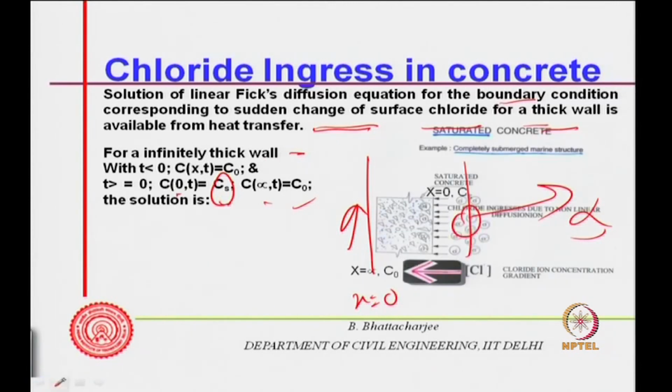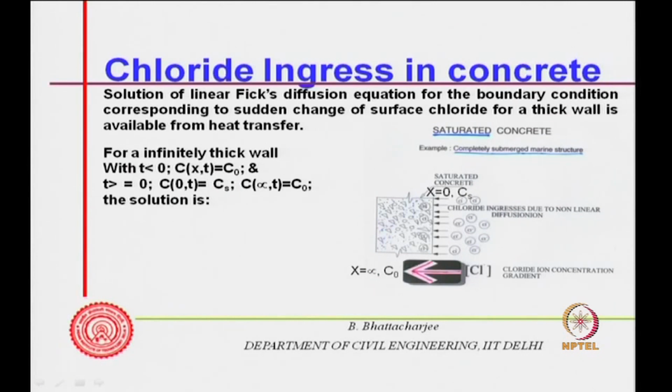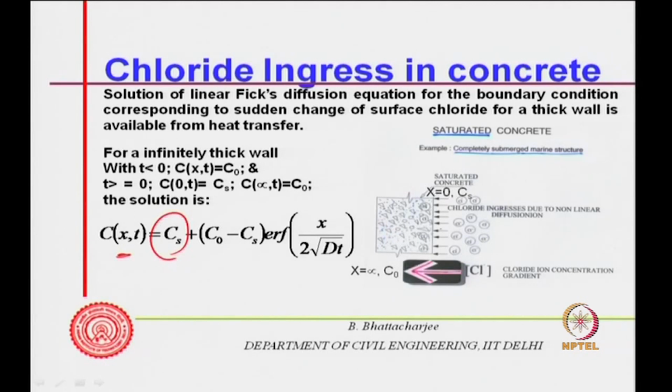The solution is given by the error function solution. This is the condition: at x equals infinity, it is always C 0. Here at x equals 0, it suddenly changed to C s. For this, a solution is available, and this is given by C(x,t). At any point, the chloride concentration is given as C s, where C s is the surface concentration, which is kept constant, plus (C 0 minus C s), where C 0 is the initial concentration, and at x equals infinity it still remains the same, into the error function, Gauss's error function of x by 2 root D t, where D is the diffusion coefficient and t is time, where the error function of any variable y is given by this equation.